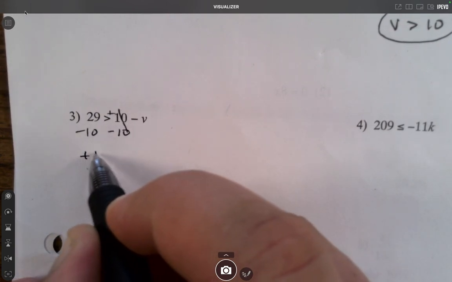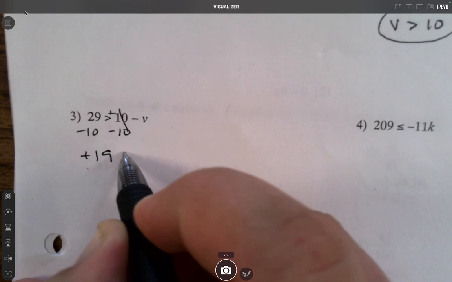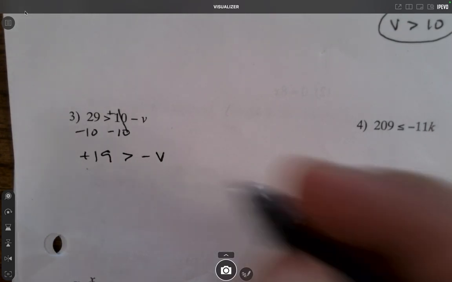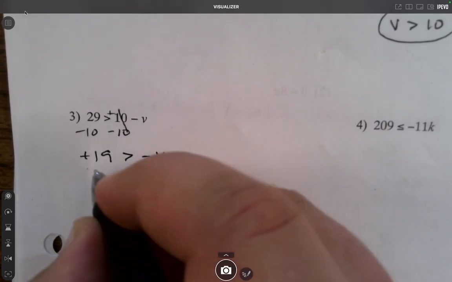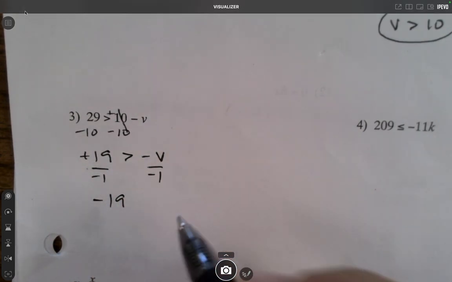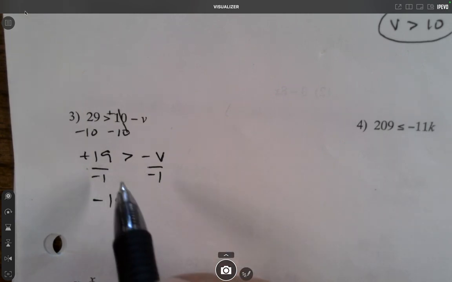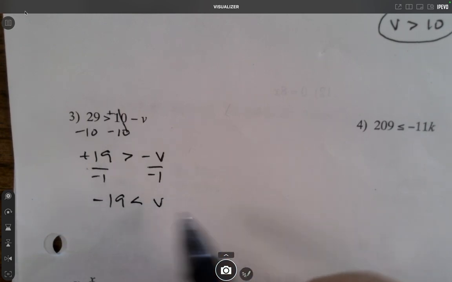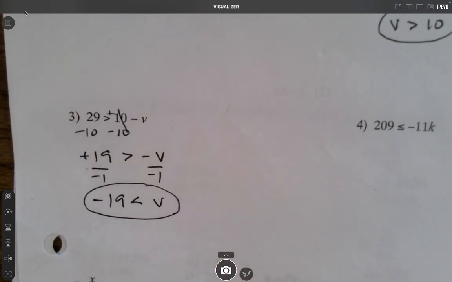Sorry, it'd be positive 19, my fault. Positive 19 is greater than negative v. But we can't leave the answer with a negative v, so we're going to divide both sides by negative 1 to get rid of that negative. So we get negative 19, and anytime you multiply or divide by a negative number, you have to flip the inequality sign, so we'd flip it to be less than, and have negative 19 is less than v.